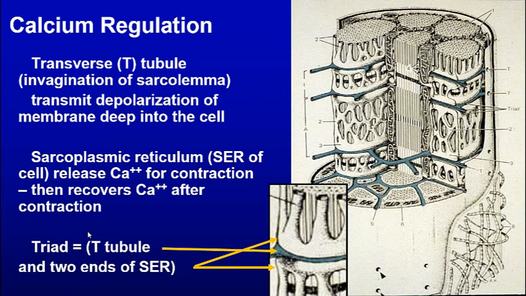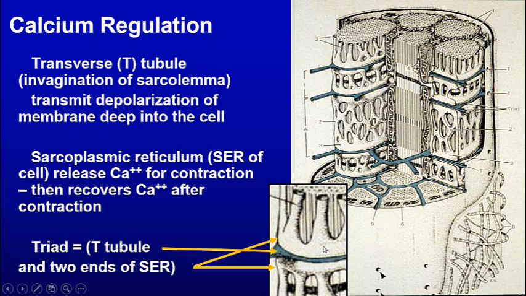So calcium regulation is involved. You have a transverse tubule. If this is a cell that you have, this is the cell membrane. An invagination of the cell membrane is a transverse tubule. So you have modification of the cell membrane by the membrane projecting into the cell. You normally don't have that in a cell. And it touches the sarcoplasmic reticulum on either side.